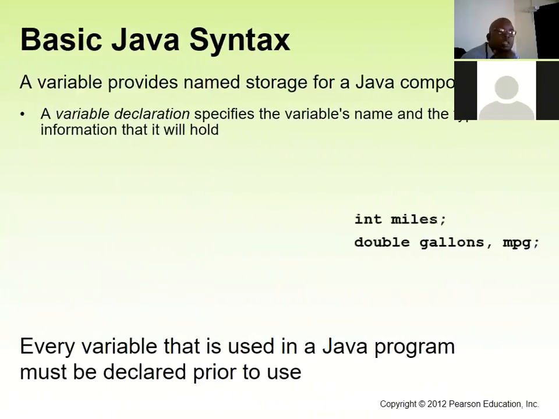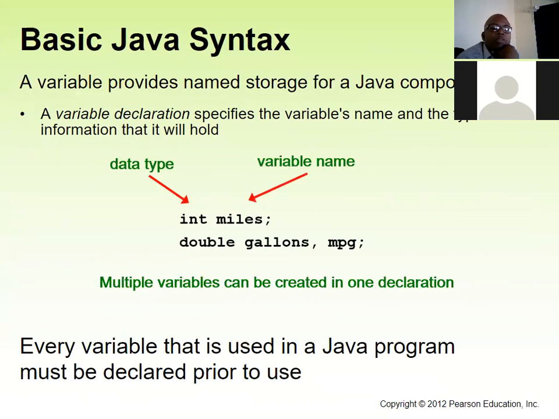Now, a variable provides a named storage for a Java component. In order to create a variable, you write the data type that you want, and then you give it a name. Remember we said a name is the identifier. We could also create multiple variables in the same line and separate them by commas. So gallons, MPG are of type double, and miles is of type int. Now we could have put the second line and the first line with the semicolon right there. It would see it as two separate statements. It's not a problem. Once you have a semicolon, it sees it as a separate statement. What we could not do is put a comma here and then put double gallons, MPG and so on. That would be an error.